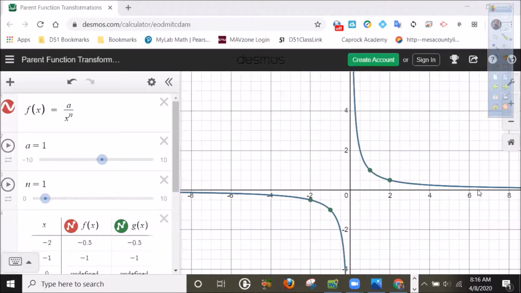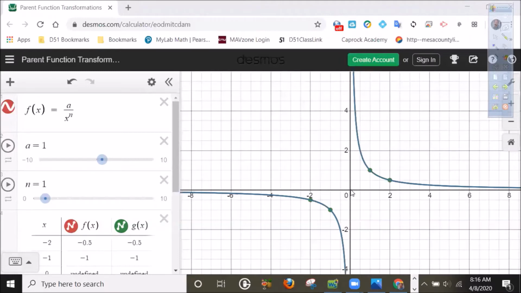So these fractions get continuously smaller, closer and closer to 0 as we move out to the sides. As we move closer into 0, we're getting values like 1 over 1/2, which would equal 2, or 1 over 1/4, which would equal 4.